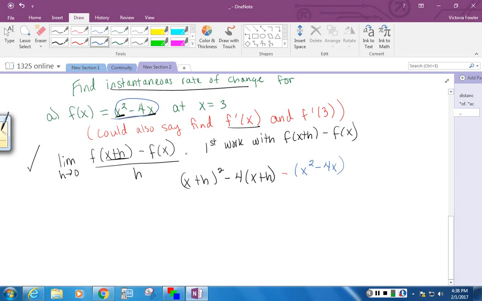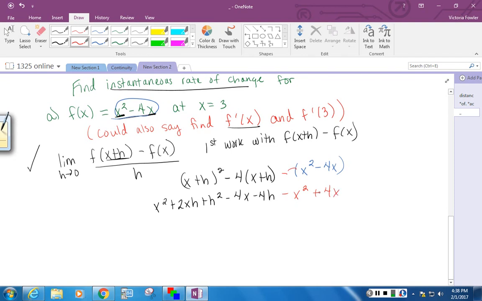I'm going to make sure that I FOIL appropriately. If I FOIL x plus h, I'll have x squared plus 2xh plus h squared. I'm going to distribute negative 4x minus 4h, and then I'm going to distribute this negative sign. So I'm subtracting x squared and subtracting a negative 4x, which gives me a plus 4x.